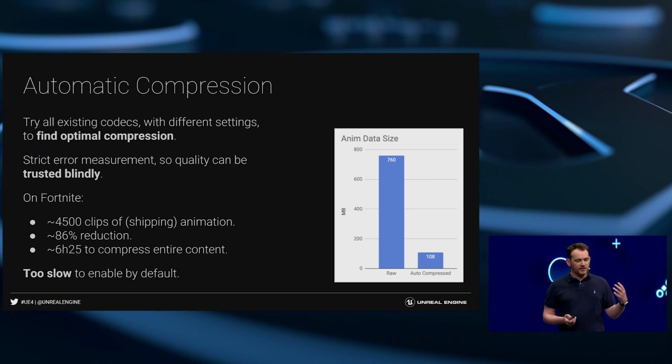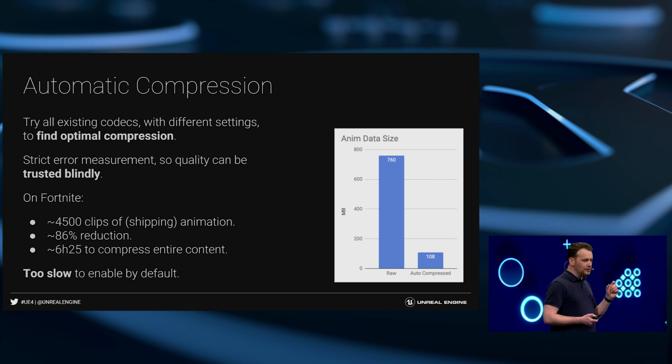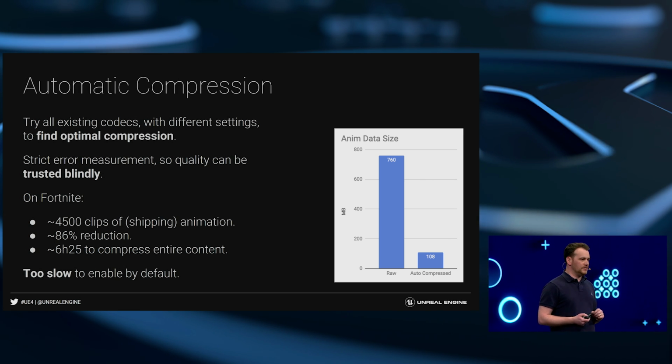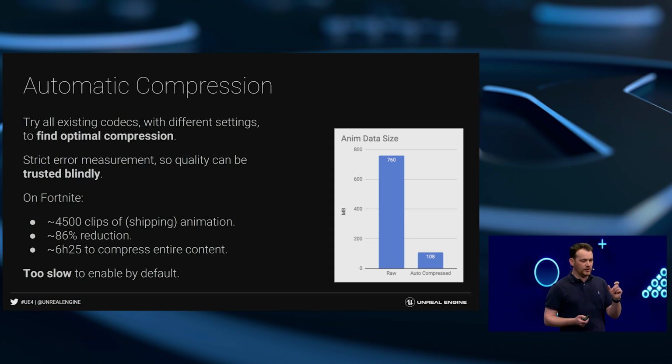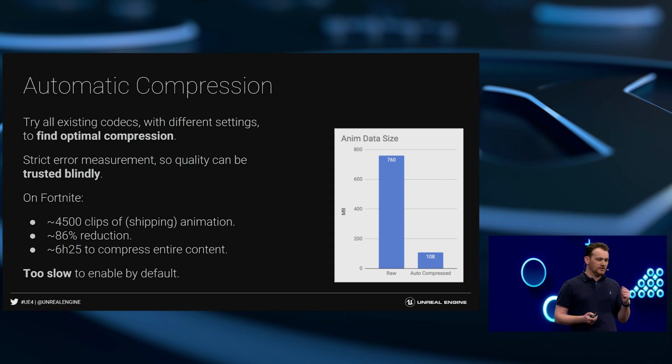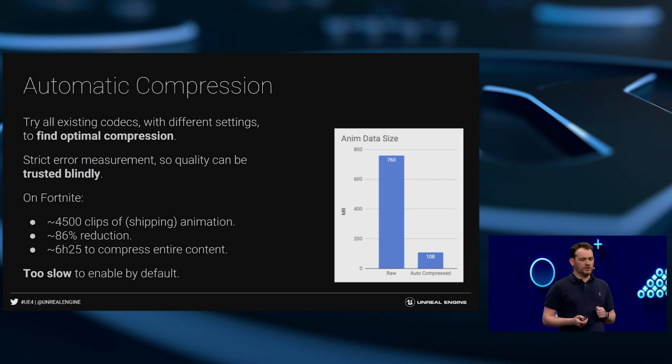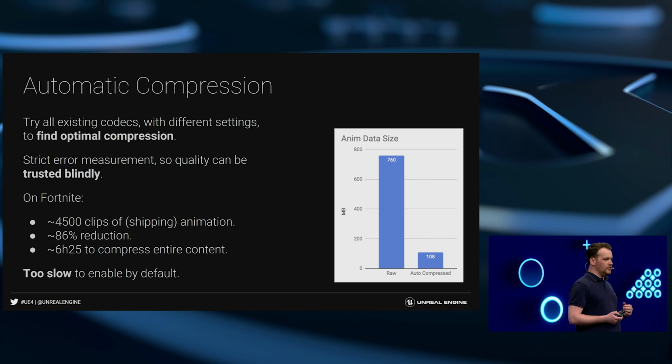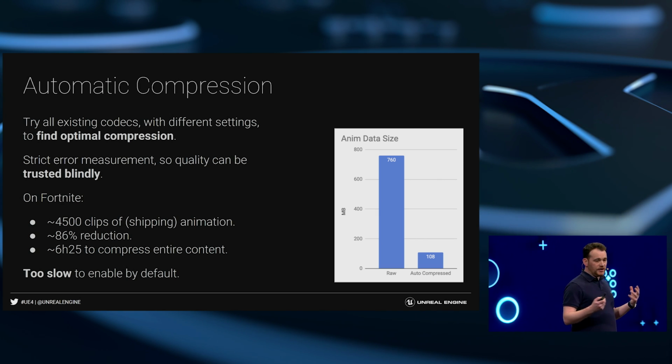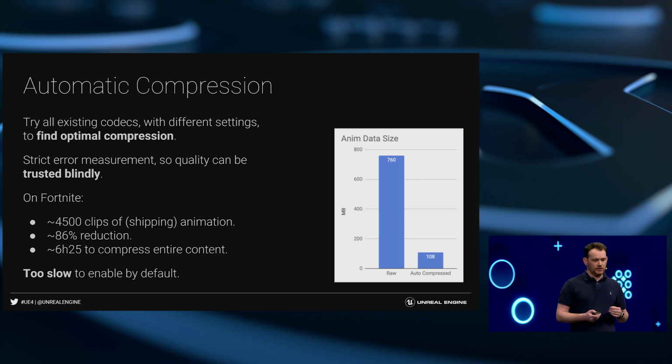We have about 4,500 clips of animation in a shipping build. And automatic compression will run through every single one of these clips and try every single codec that we have with different settings in order to find the optimal compression for each one. This is paired with a strict error measurement so the quality can be trusted blindly. We don't want to break an animation that wasn't broken in the first place.